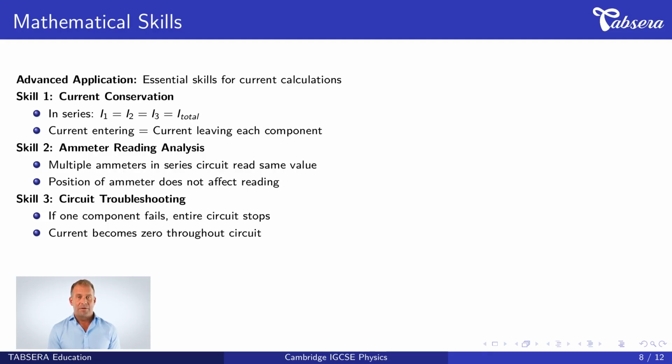Second, ammeter reading analysis. When multiple ammeters are placed at different positions in a series circuit, they all read the same value. The position of the ammeter does not affect the reading because current is identical everywhere.